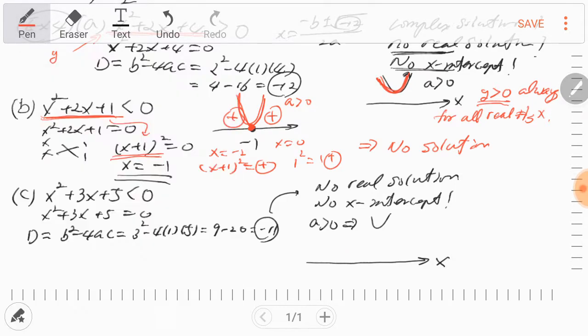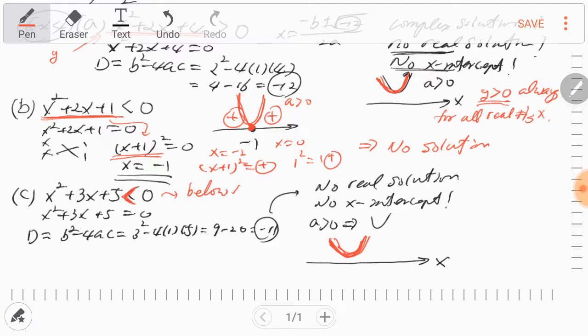Then, look at the inequality. The inequality is less than 0. This is the graph, and this graph is above the x-axis. Always positive. This graph is always positive. So we cannot find any graph that is below the x-axis. Less than 0 means below the x-axis, right?